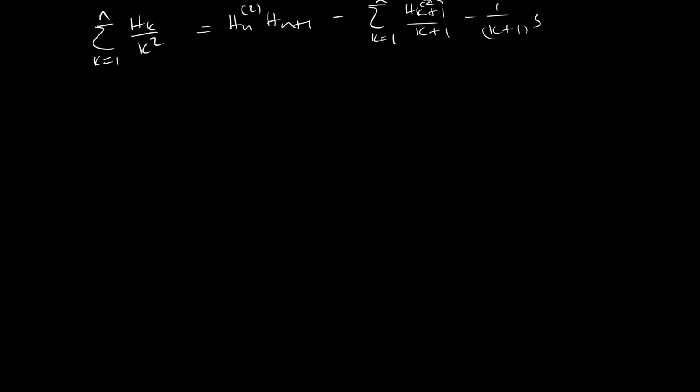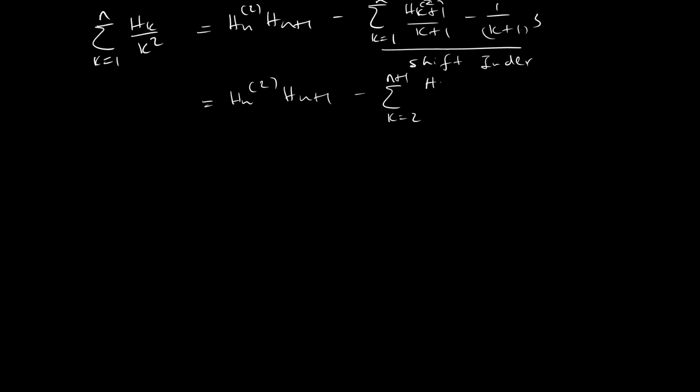And so let's shift the index here so that we get H_n squared H_{n+1} minus 2, n plus 1, k starts from 2, and so we do have H_k over k, and this and that, minus 1 over k cubed, and we can now reorganize so that this starts from 1 in such a way that we have plus 1 minus H_k.